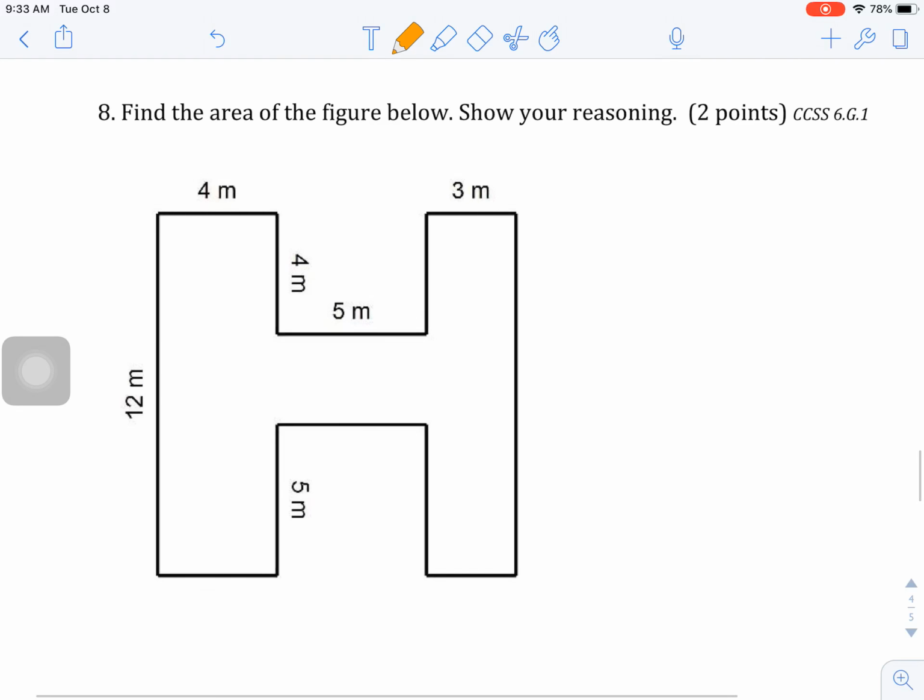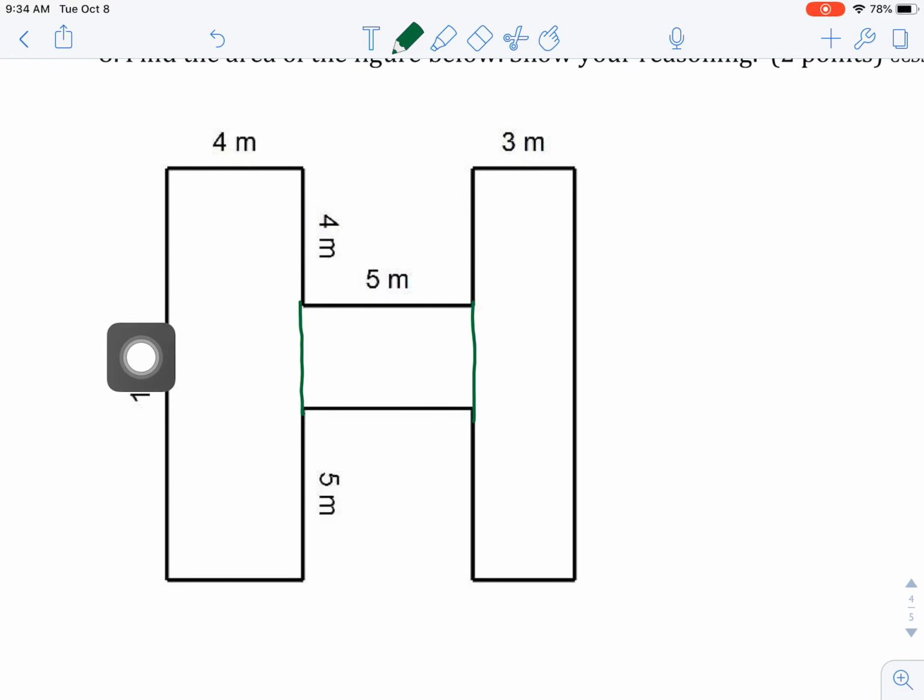All right, for number 8, you have to find the area of this figure below. It looks like a big H. So the same thing is going to work here, where I'm going to split it up. There might be more than one way to split this, but here's the way I see it right now. So basically a rectangle here, length times width, is 12 times 4. So this rectangle's area is 48.